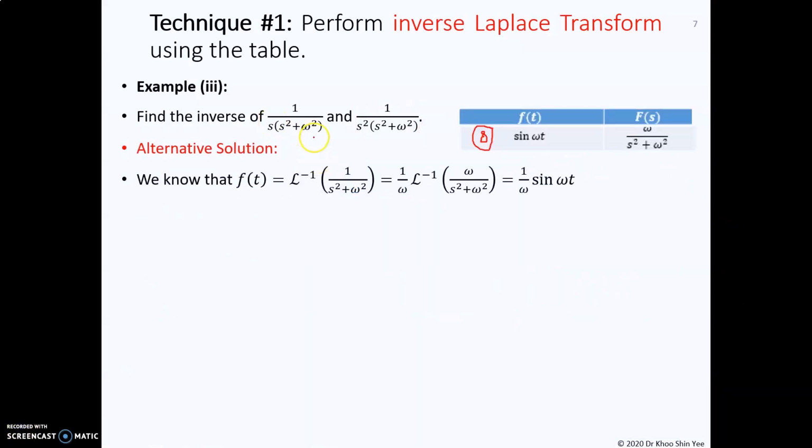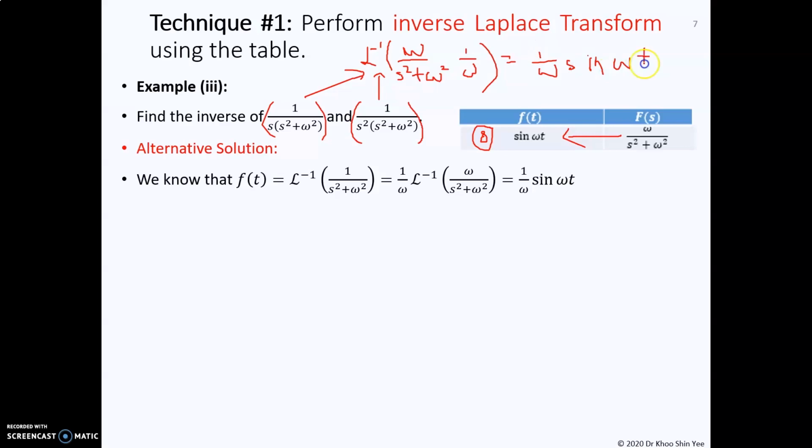You might have more than one method to solve the same problem. Let's say this is the problem that you have solved previously, and you can see both problems have this term. By referring to formula 8, you can find that there is a missing omega at the top. So if you multiply omega at the top, you should divide by omega at the bottom. When you perform the inversion of this term, it will become sine omega t, multiplied with 1 over omega. So this will be the answer for this.